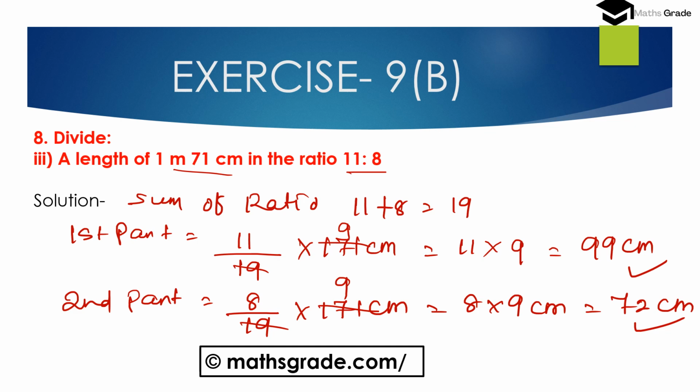So dividing the length of 1 meter 71 centimeter in the ratio of 11 is to 8, we get 99 centimeter and 72 centimeter. So 99 centimeter and 72 centimeter are the answers.